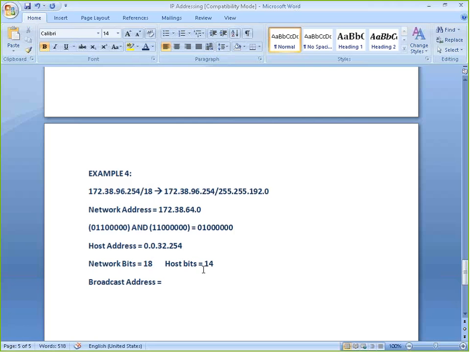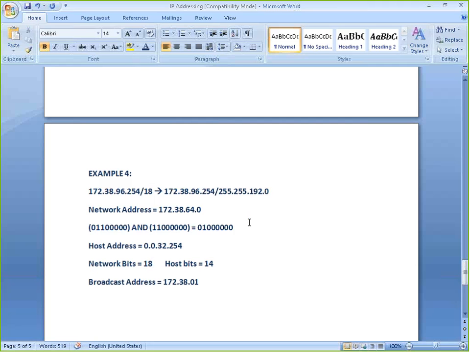So according to that, for the broadcast address, the last 14 bits we are supposed to make all ones. So it is going to be something like 172.38. That is going to remain as it is. That's the first two octets. Now for the third octet, since it is /18, the first two bits are going to remain the same. That is 01, that is this 64. And then the remaining bits you are supposed to make all ones.